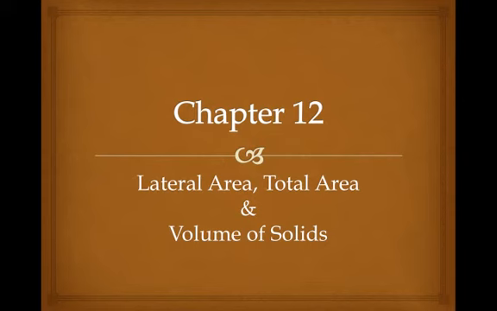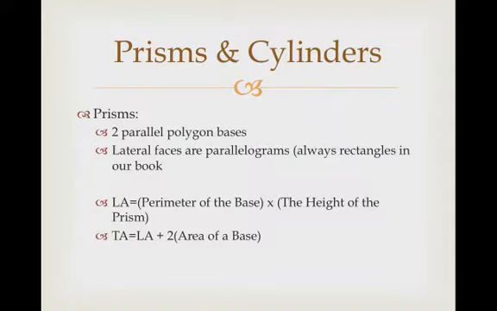As you recall, Chapter 12 was on lateral area, total area, and the volume of solids. We talked last week about prisms and cylinders because they're just so similar to each other. Prisms have two parallel bases that are polygons, and their lateral faces are parallelograms. Now, in our book, all the prisms that we're studying are called right prisms. That doesn't mean that the bases are right triangles. It just means that the lateral faces and the bases meet at 90 degrees. So in other words, they stand straight up.